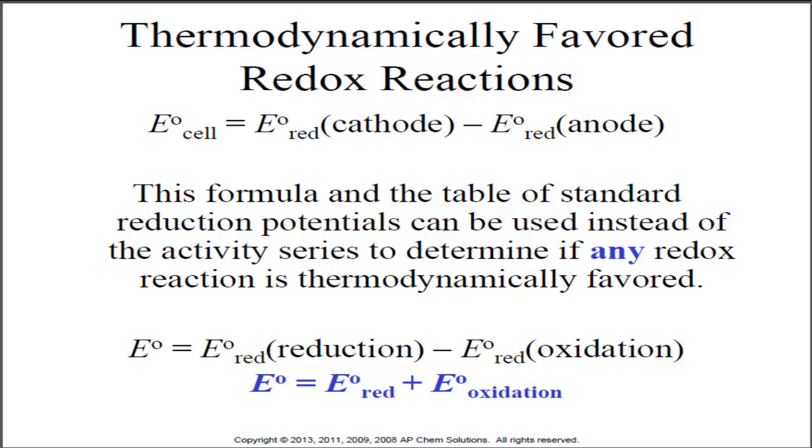This method for making predictions is useful because we're not given the activity series on our AP exam, but we will be given the values for the reduction potentials on the AP exam and the problems that you need it for. So by using this formula here at the bottom, this is the same one that we used in one of our previous lectures. In the table of standard reduction potentials, we can determine if any redox reaction is spontaneous. Remember, if the value is positive, the reaction is going to be spontaneous.